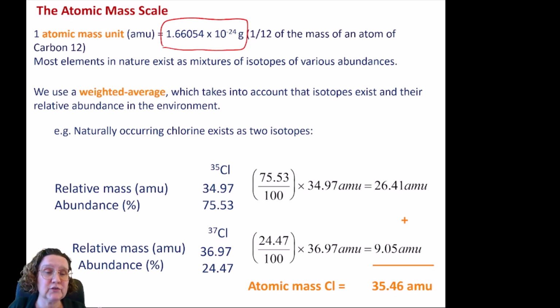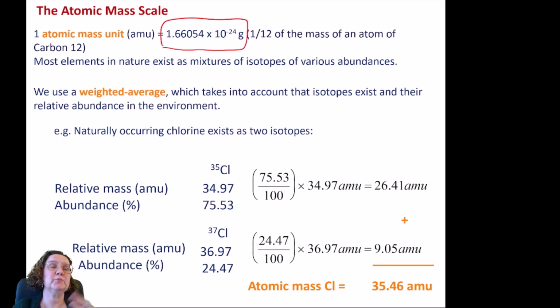And with that concept, one atomic mass unit being 1/12 of the mass of an atom of carbon-12, you can work out the mass of any other element you can think of with respect to carbon-12. And that's how we come up with the atomic mass scale. It's all measured in atomic mass units, and those are the values that you get in the periodic table.